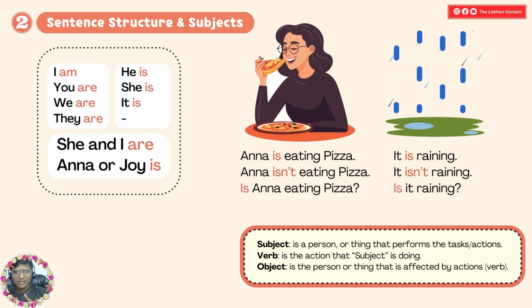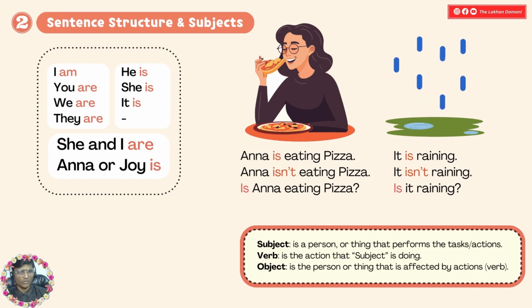Next one is, it is raining, right? It is raining, it is not raining, and is it raining? Is it raining? So that's a question. Try to understand these three types of things.